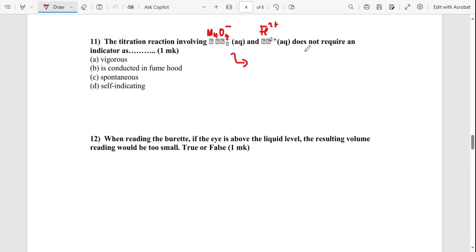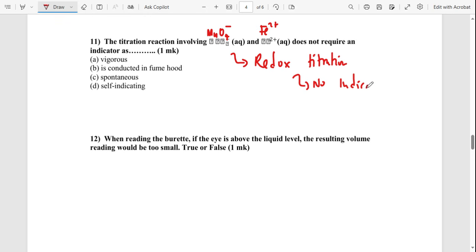So when you are reacting ions, we call it redox titration. Remember the types of titration. You have a back titration, a simple or direct titration, and then a redox titration. In a redox titration, no indicator is required.